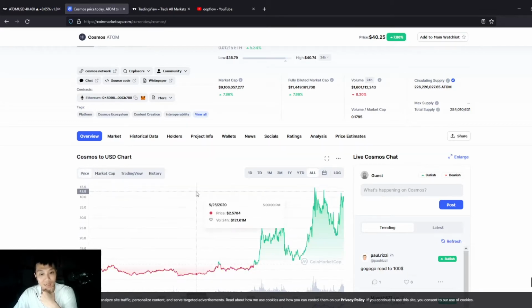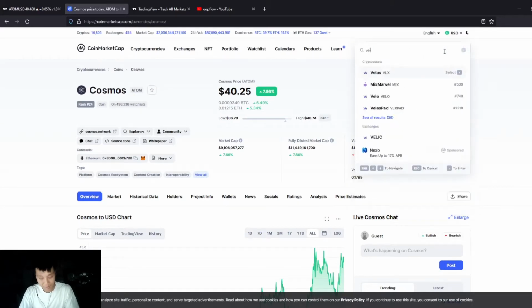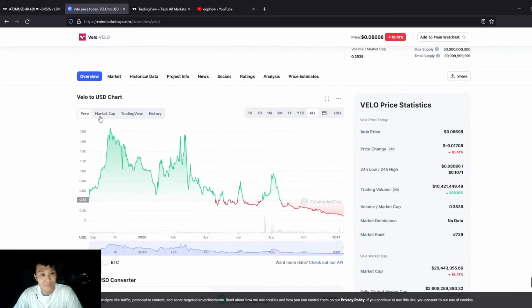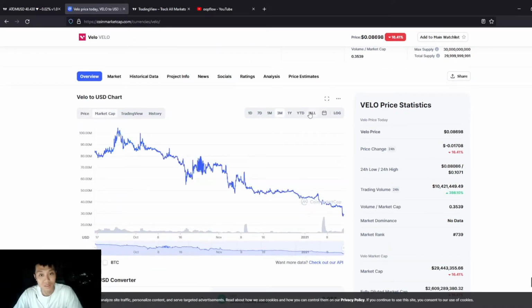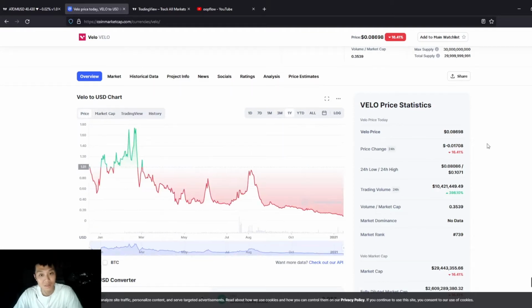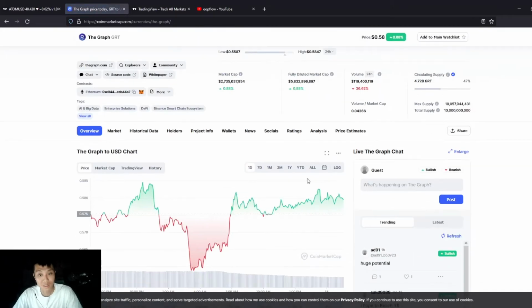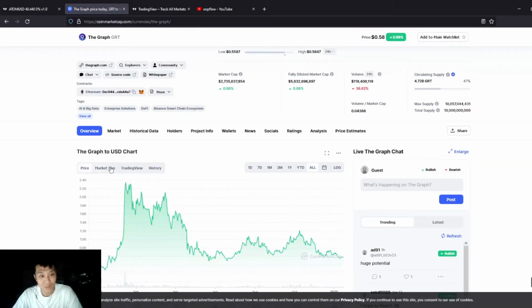An example of a coin that's heavily diluted is Velo. So we're going to pull up Velo. Notice how, okay, sorry, let's go back to three months, maybe one year. Okay, Velo might not be a good example. GRT is another coin that's diluted. You notice how it changed very widely, right?